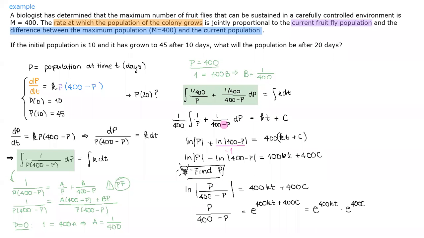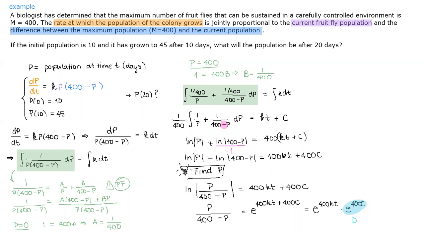And here we're going to do a little bit more with this. Again, I'm trying to solve for p, so that means I'm going to have to play with the terms on the left and the right-hand side. All of this, like e to the 400c and e to the 400kt, seems like it's going to be a bit messier to deal with. So instead, I'm going to write e to the 400c, because the value of c is arbitrary, as some other constant d.